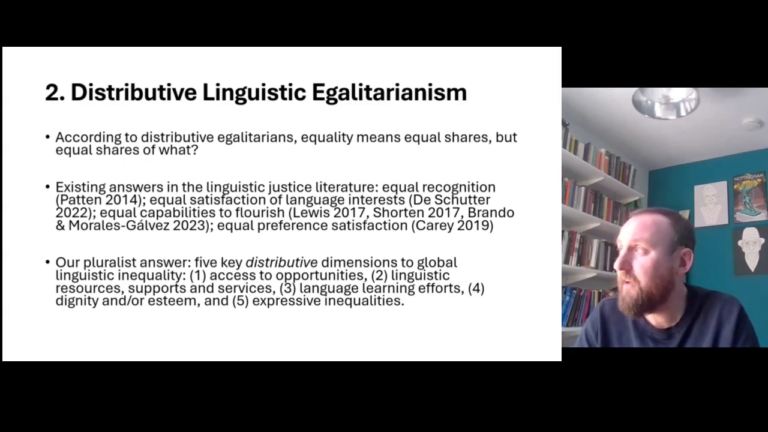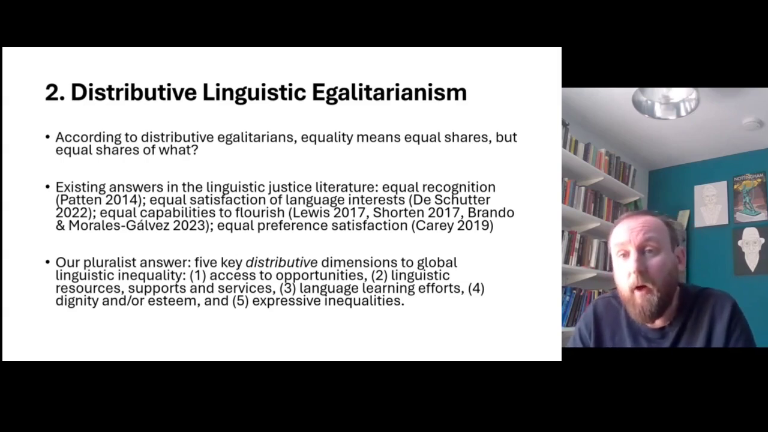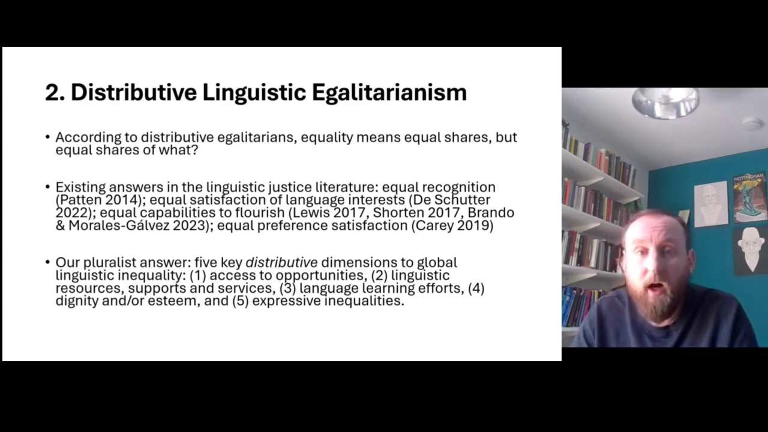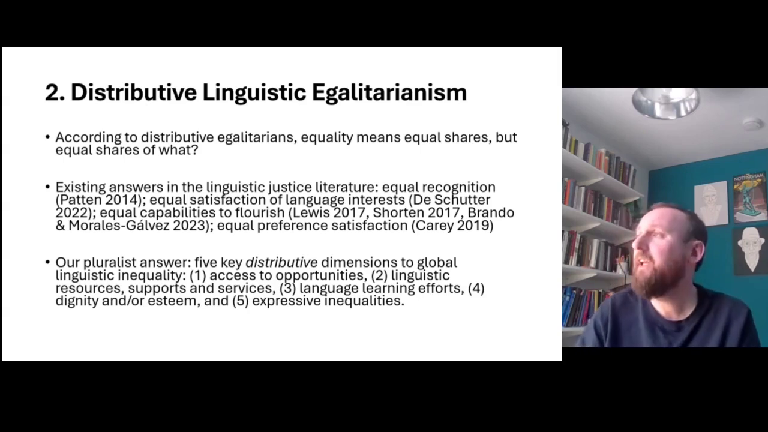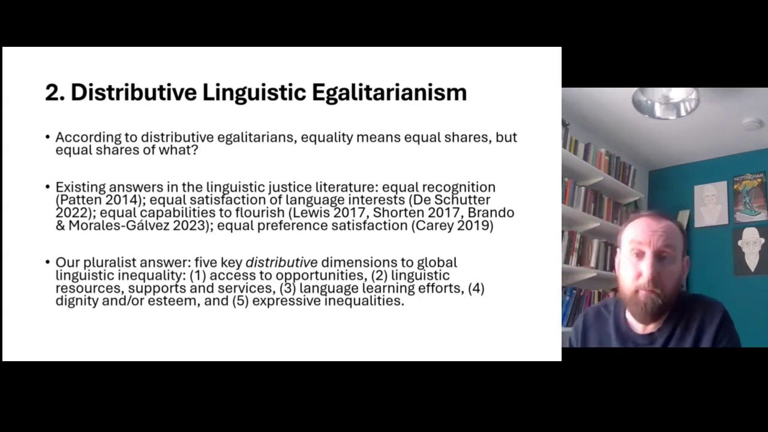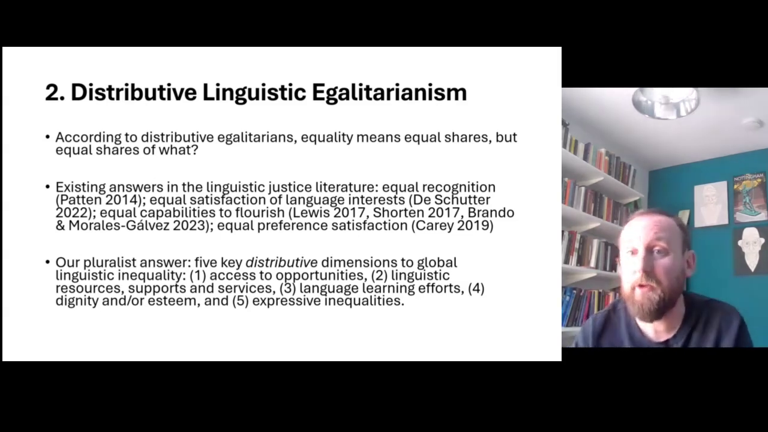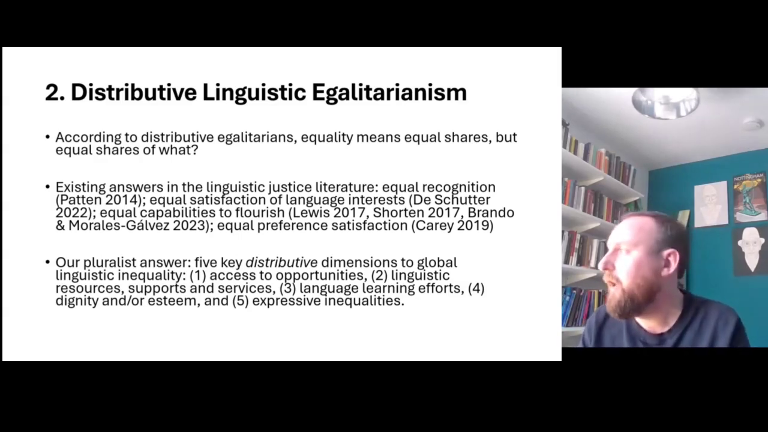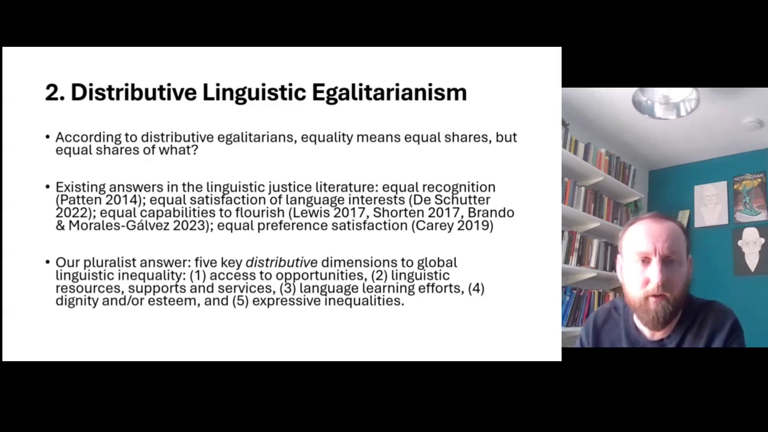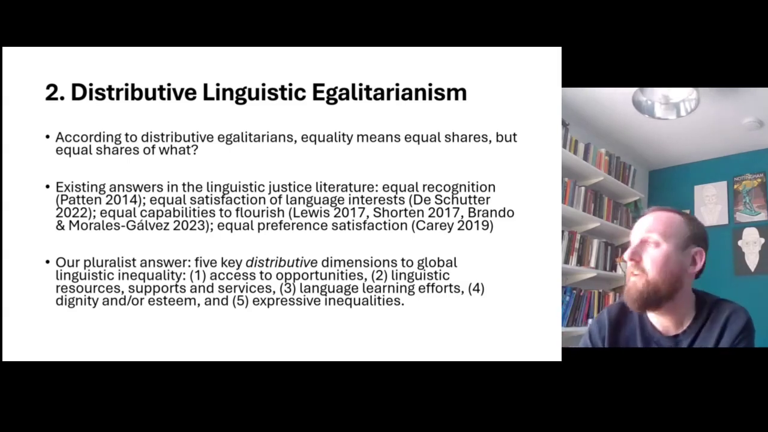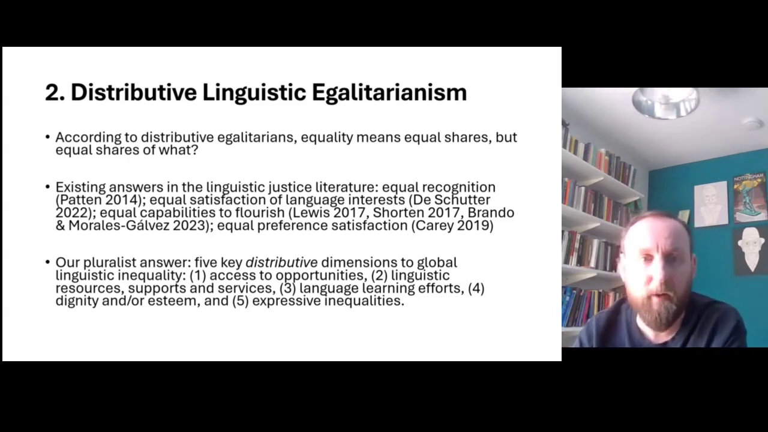A slightly different answer you can find in Helder De Schutter's work, whereby the thing that we are trying to equalize are these normatively significant interests that people have in their languages or in languages more generally. Still a different answer that you find implied by things like the capabilities approach is that what we should be trying to distribute equally is the capability to flourish. So we should adjust our linguistic environment so as to ensure that everybody has an equal capability to flourish. It's a view that Sergi has defended in early work, as have I. And still another view is preference satisfaction, a view defended by Brian Carey.